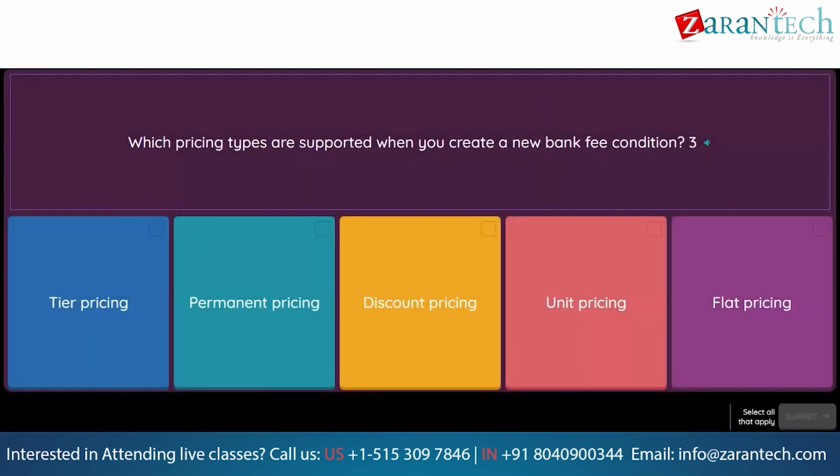Question: which pricing types are supported when you create a new bank fee condition? Option 1 Tier pricing. Option 2 Permanent pricing. Option 3 Discount pricing. Option 4 Unit pricing. Option 5 Flat pricing.